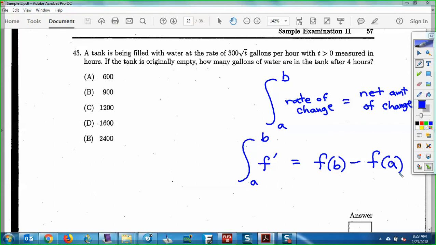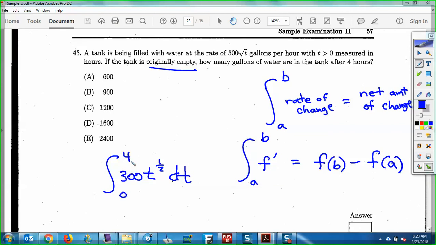A tank is being filled with water at the rate of 300 t to the 1/2 gallons per hour, t greater than 0 measured in hours. The tank's originally empty, so that's good, because if it's net amount of change, and we know it started at 0, then that's good. How many gallons are in the tank? Well, whatever its net amount of change is, since it started at 0, that's going to be whatever this integral is going to be how many gallons are in the tank.